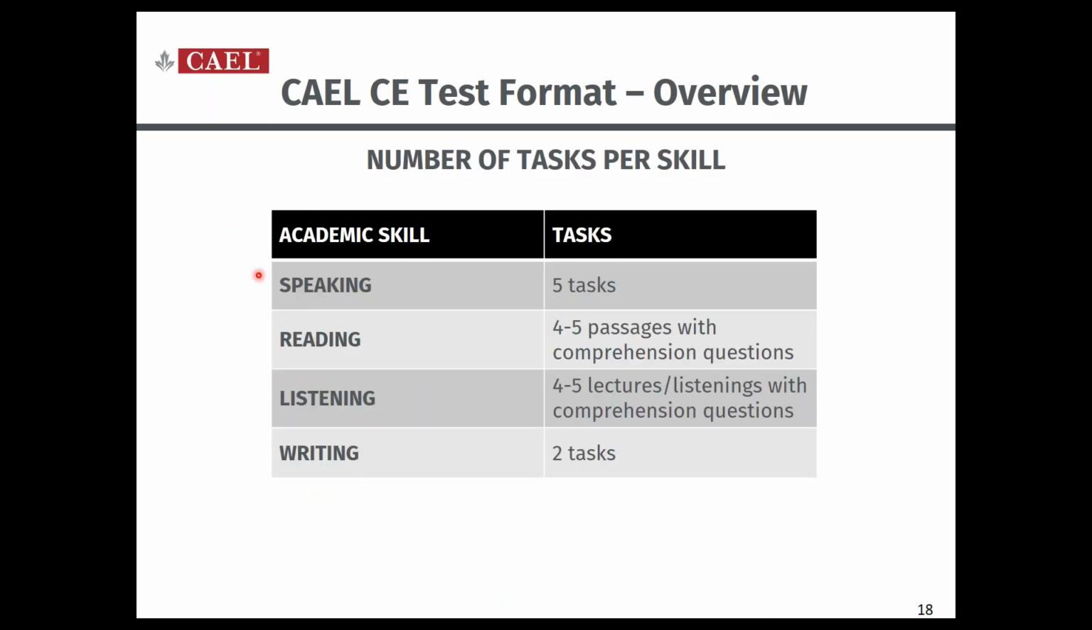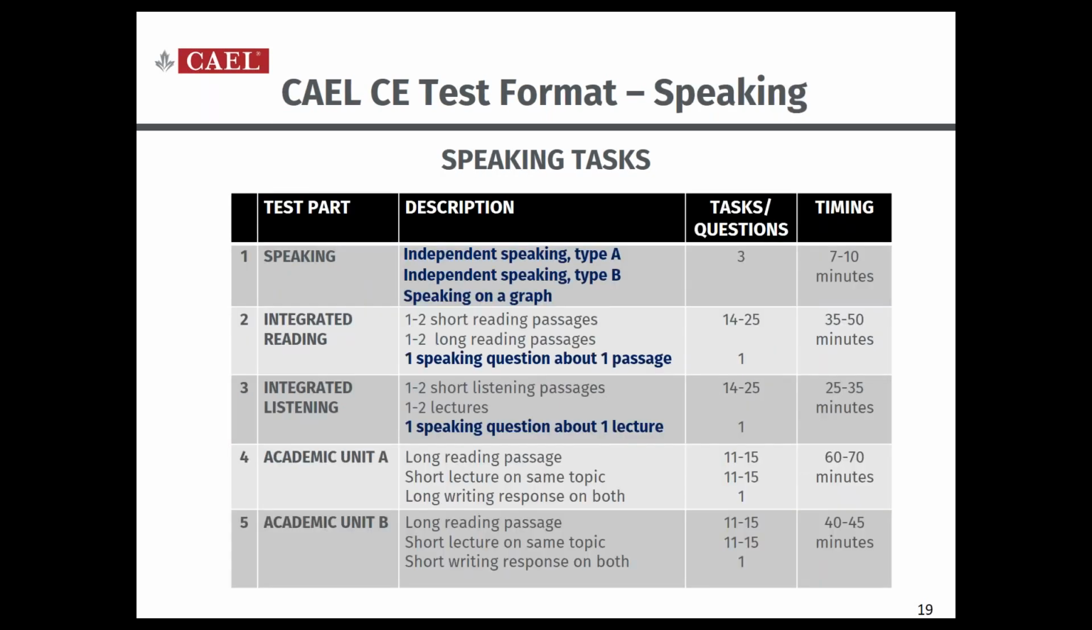Okay, so there's going to be a total of 5 speaking tasks throughout the test, and they all take place in the first 3 sections. For reading, there's going to be 4 to 5 passages, and they will occur throughout the test. For listening, they're also peppered throughout the test, and you're again going to have 4 to 5 lectures and listenings. And then the 2 writing tasks are in the last 2 parts of the test. Okay.